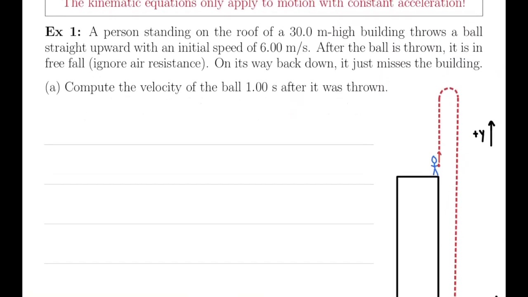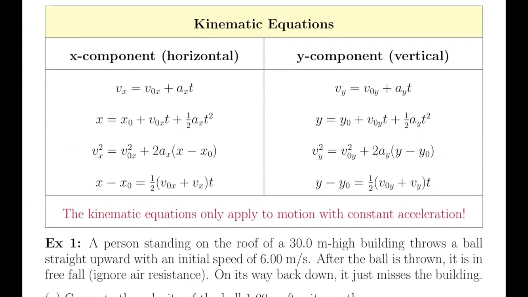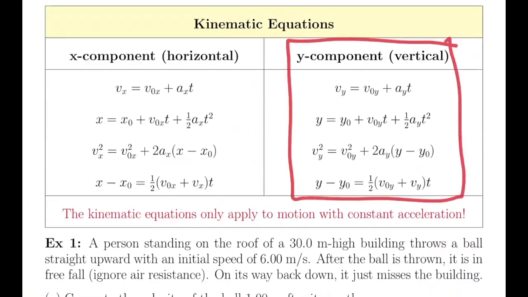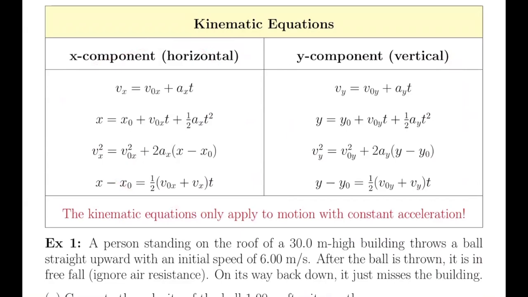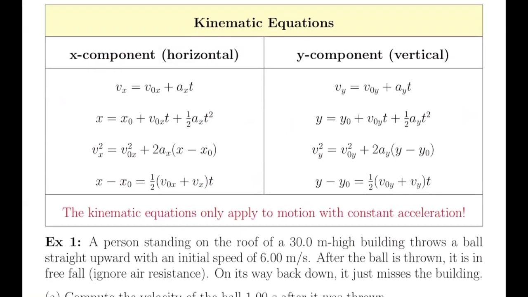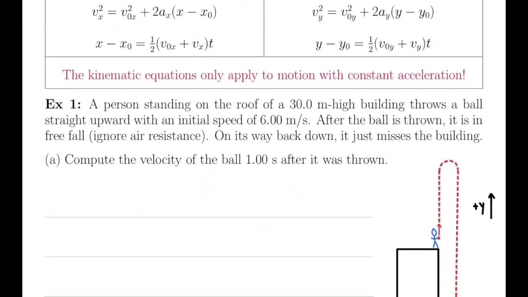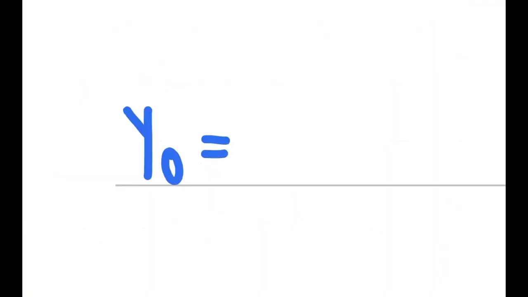Okay, so let's write down all our knowns. By the way, everything's vertical, so I'm going to use these equations right here. They're literally the same equations with different subscripts. It's the same thing. Exactly, yeah. So we have the initial position, y0. It sounds like I'm saying "why not," but it's y0.